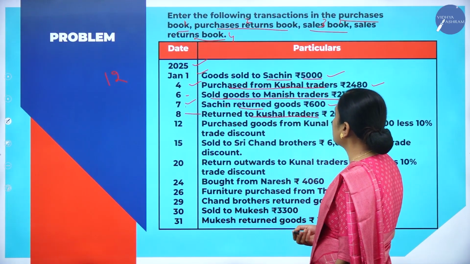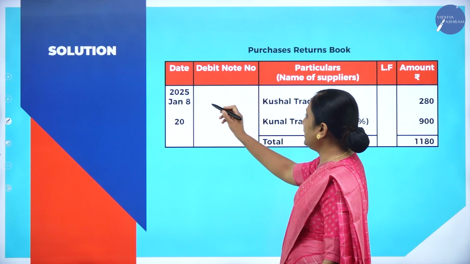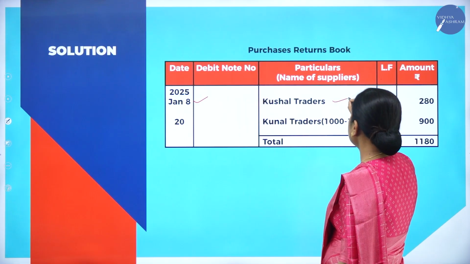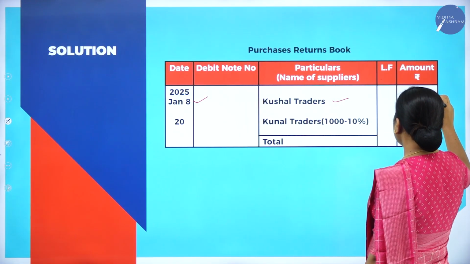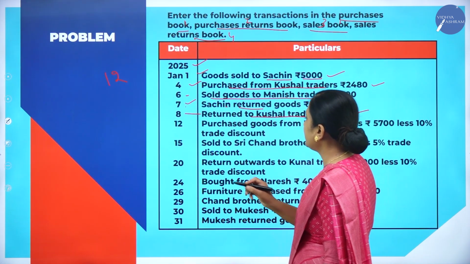Okay. Now we will go to the purchases returns book. Okay. We will enter Jan 8th, the date, in the date column. Kushal Traders. Okay. How much are we returning? 280 rupees. Now the next one.